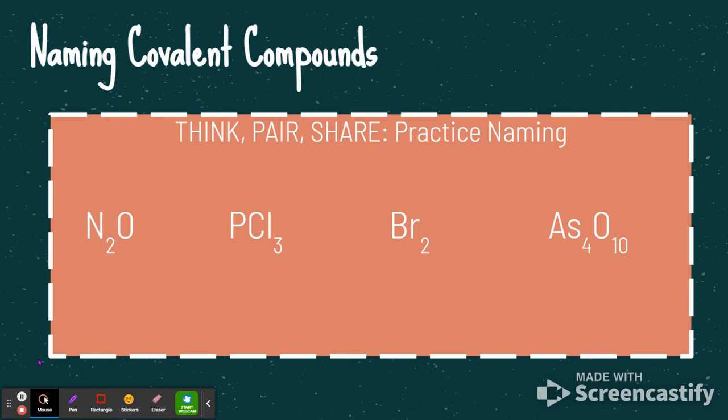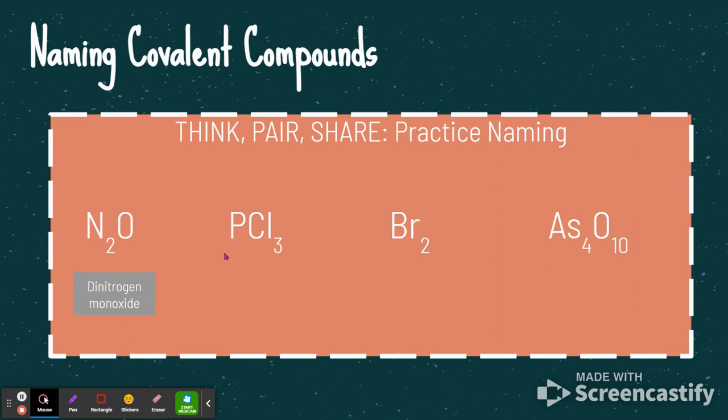Okay, hopefully you paused it and you tried it yourself. We're actually just going to be walking ourselves through these again. N, nitrogen, there's two of them, so I'm going to call this dinitrogen. And oxygen, I only have one of them, so I'm going to call it monoxide. All right, monoxide sounds a little silly, so we drop one of the vowels in the name of it. Okay, so we call this dinitrogen monoxide.